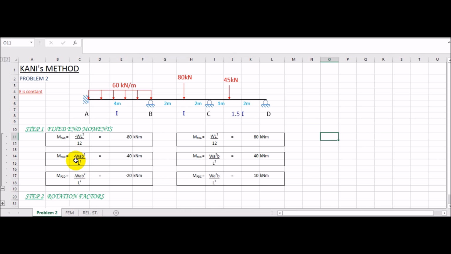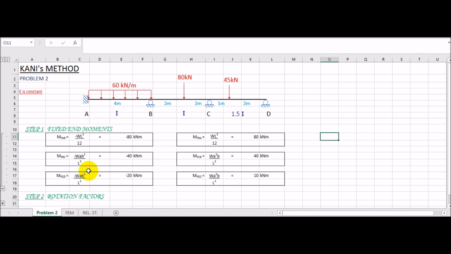Thus MFBC is equal to minus of W is 80, A is 2, B is again 2, and L is 4. So we get minus 40 kilonewton meter. And MFCB is WA square B by L square, where again W is 80, A is 2, B is 2, and L is 4. So we get plus 40 kilonewton meter. Signs are the same as I explained to you for this concept, that is anti-clockwise negative and clockwise positive.